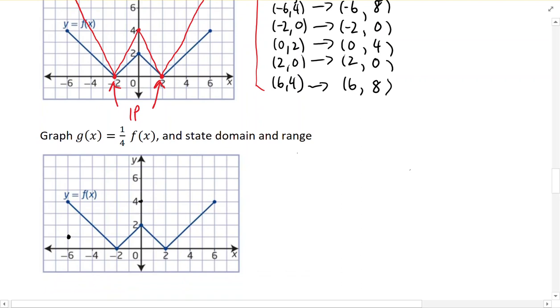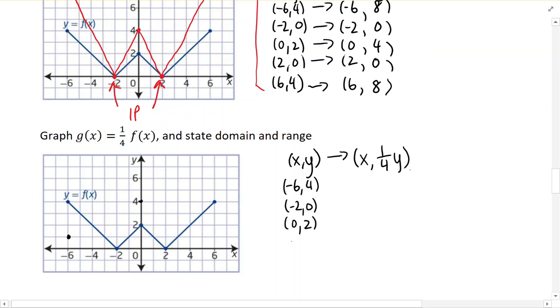Let's go with the same strategy. Again, we're just going to change our y value. And we have x stay the same, but the y is going to be 1/4. So let's just write that out again. So we have -6, 4, -2, 0, 0, 2, 2, 0, 6, 4.